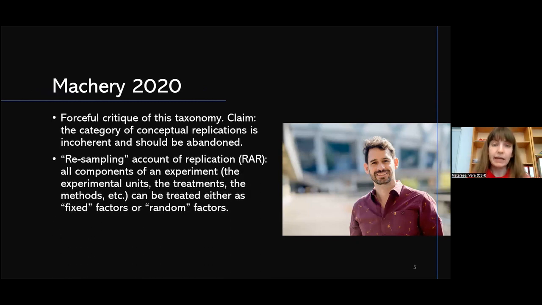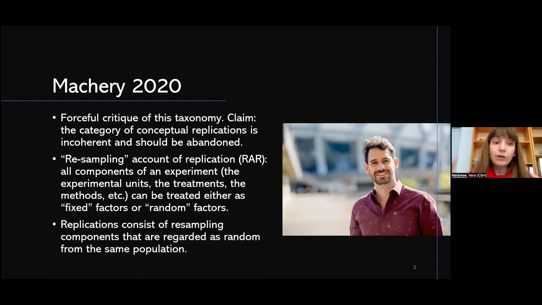So his account of replication is the following. Every experiment or every study has different components, for instance, experimental units or the treatments or the methods. And each of these components can be treated either as a fixed factor, which means that its levels of interest are fixed, or random factors, which means that we can sample its levels of interest. And then replication consists of resampling components that are regarded as random factors, and resampling them from the same population.